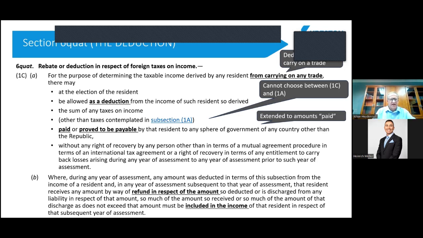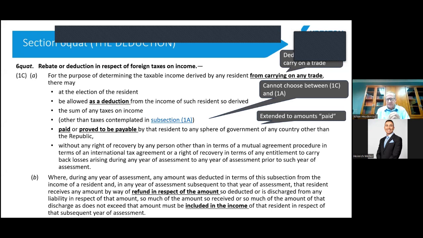All right. At the election of the resident, be allowed as a deduction from the income of such resident. So you can elect on it, but you can't elect between your rebate and your deduction. Okay. Be allowed as a deduction from the income of such resident so derived, the sum of any taxes on income, and this is excluding the amounts on which you've claimed the rebate envisaged in section 6.1A, now there's an extension, paid or proved to be payable by that resident to any sphere of government of any country other than the Republic, without the right of recovery.